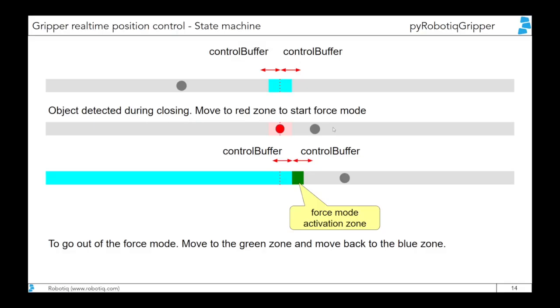Then when we detect an object, we have to go back to the center of the control zone. And when we are in the force mode, we have to go out of the center zone to set the force. Then to go out of the force control mode, you have to go a little bit off the center zone and go back to the center zone. Then you switch back to the free move mode.